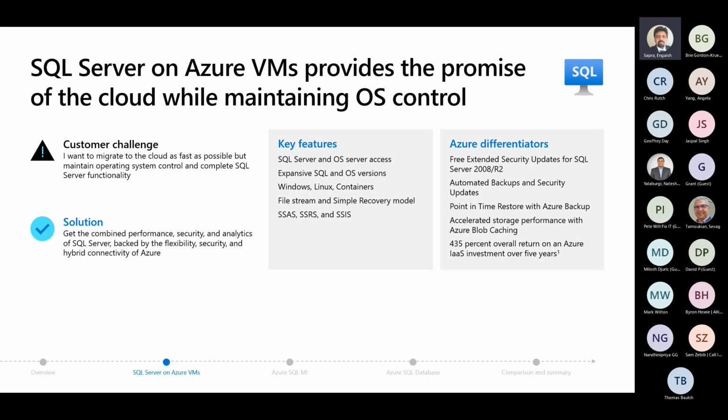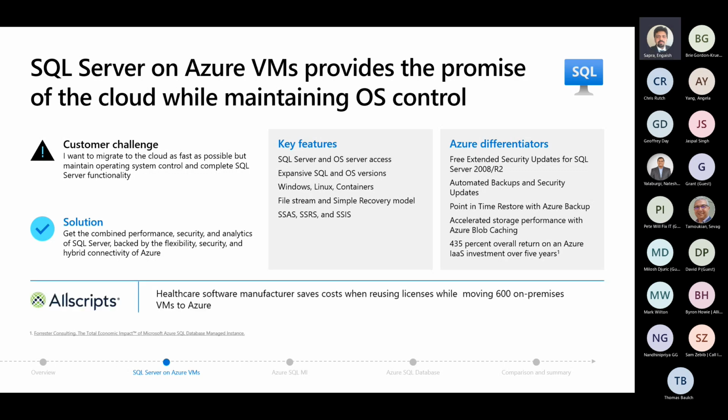So as long as the application requires, because there are certain applications which do memory management and integrate with the OS memory management module to ensure that there is in-memory transaction handling. In such a scenario, you would prefer to go with SQL Server on Azure VMs. One of the major case studies that we talk about from a SQL Server on Azure VM perspective is Allscripts. Allscripts, as we all know, is a healthcare software manufacturer, and they saved a lot of costs while reusing licenses, and they moved around 600 on-prem VMs to Azure.